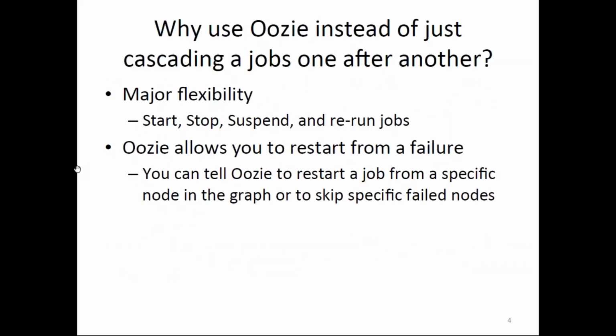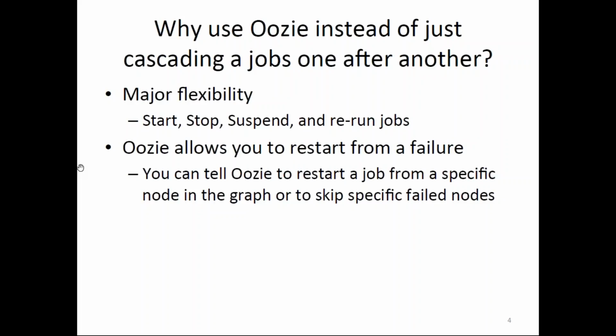The simplest way of doing jobs is to just cascade things. If you do not have Oozie, you can just cascade things and you are done. But the major flexibility it gives is the flexibility to start, stop, suspend and rerun the jobs as and when you want. And you can also start the jobs from the step of failure.